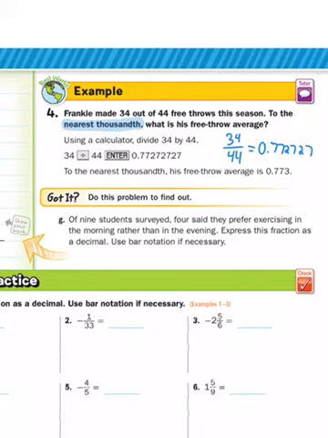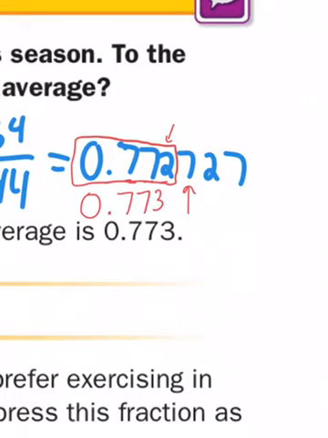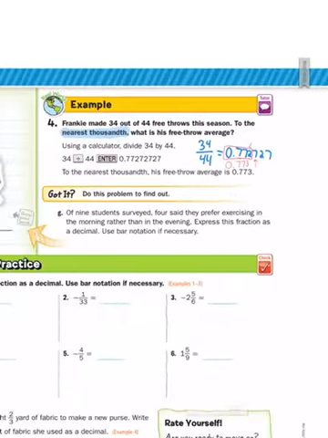Now, the thing is we don't want to write this as a repeater because it says to the nearest thousandth. So here's my tenths, hundredths, thousandths, right? I'm going to write it to the nearest thousandth, but you have to look at that next digit to see if it rounds it up. Since that 7 is a 5 or higher, it's going to bump this 2 up to a 3. So the answer is 0.773. That's how you write it to the nearest thousandth. In that one I rounded, I did not write it as a repeater because it asked me for the nearest thousandth. And that's a pretty good free throw average, by the way.